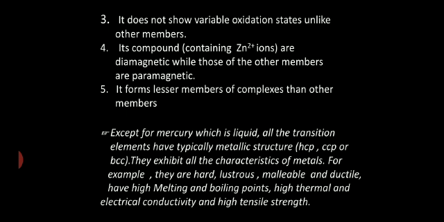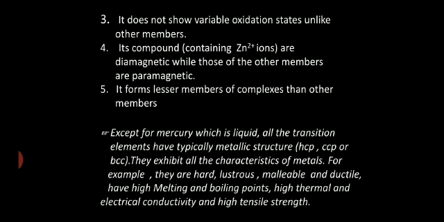Moving further, the magnetic behavior decreases with the decrease in the number of unpaired electrons, because as you move to d6, d7, d8, d9, they are having more paired electrons than unpaired electrons. The transition metals or ions having paired electrons show diamagnetic behavior.